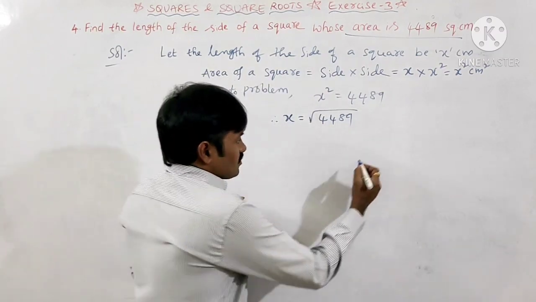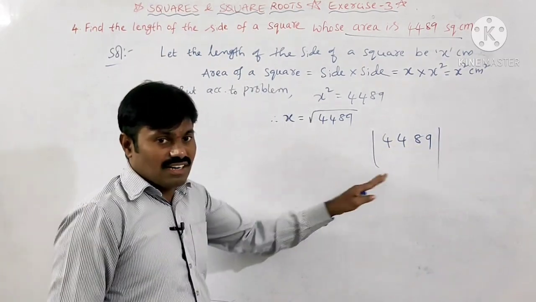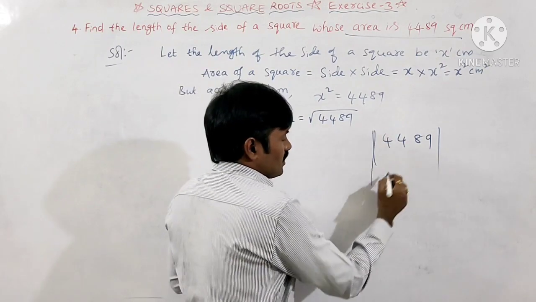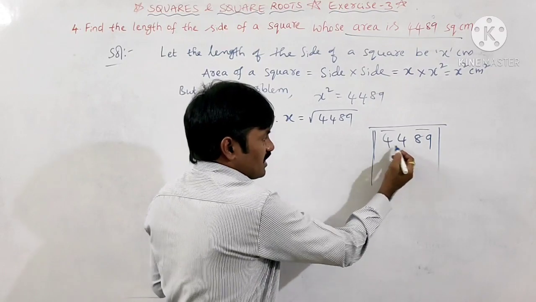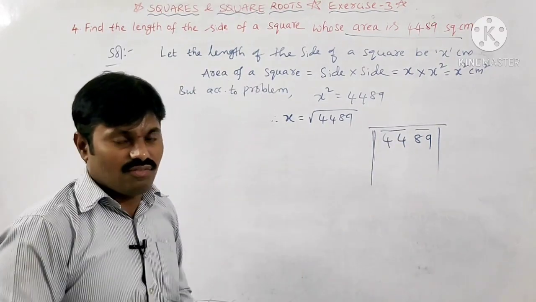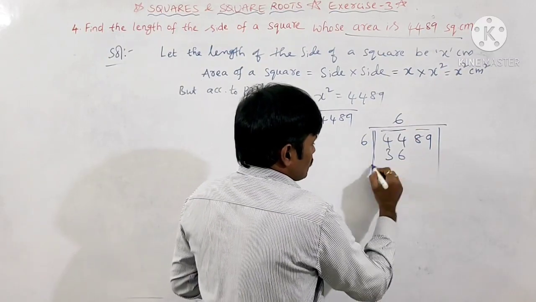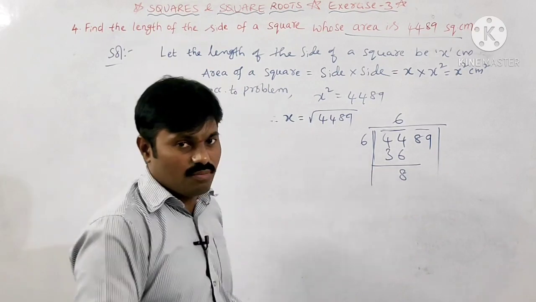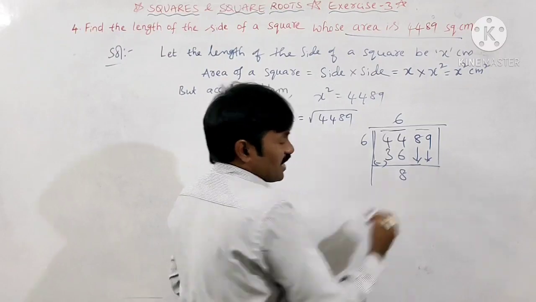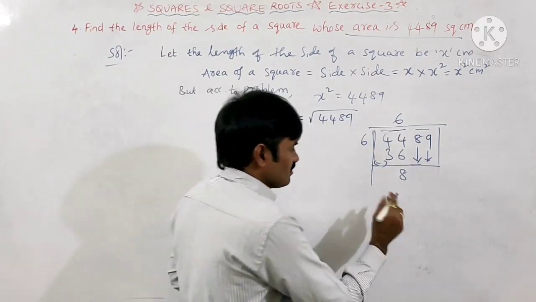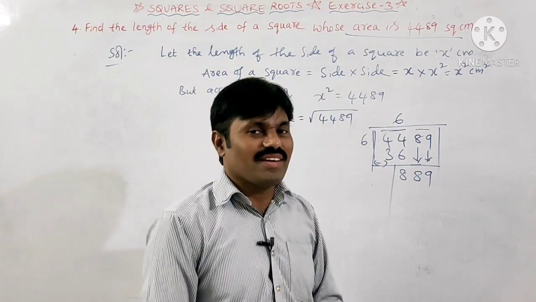Now using the division method, we have to solve it here itself, it is not rough work. So, making pairs. What is the next step? What is the nearest perfect square to 44? Of course, that is 36. So 6 sixes are 36. The difference is 8, 44 minus 36 is 8. Next, bring down the next pair of digits. We have to bring down 2 digits at a time. Then it becomes 889, the new dividend for us now.